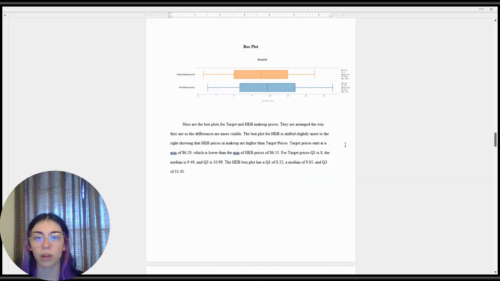We get down here and we have our box plots. I've arranged them this way because I believe it is a clear way of viewing the differences between the two of them. So the orange box plot is Target makeup prices, and the blue box plot is H-E-B's makeup prices. When viewing them like this, we can see that Target's makeup prices are more left-leaning, and H-E-B's prices shift more towards the right, which shows that there is a similarity between the two, but H-E-B's does have a higher minimum and maximum value, meaning that the prices are higher at H-E-B.